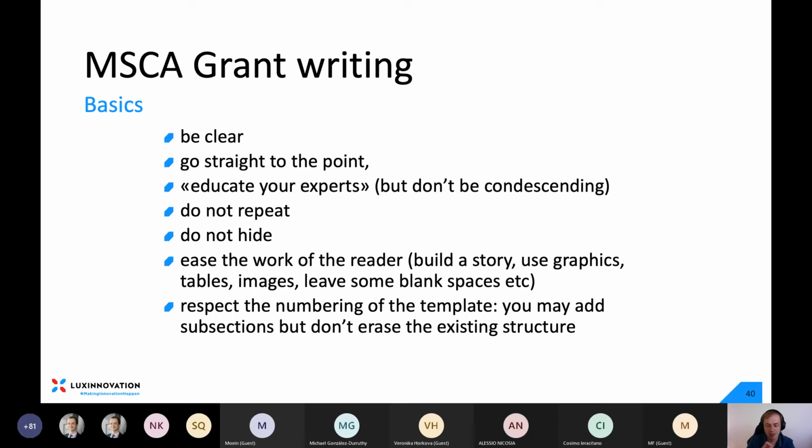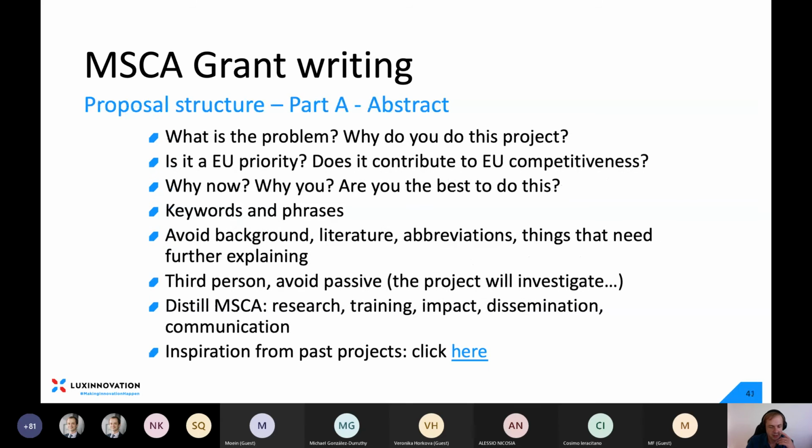So the 10 pages are there for a reason. You do have to answer a lot of things, but it will be a big exercise in being concise and focusing on the essential information. Yeah, please respect the numbering of the template. Don't just invent new things. That's, I think, pretty obvious.